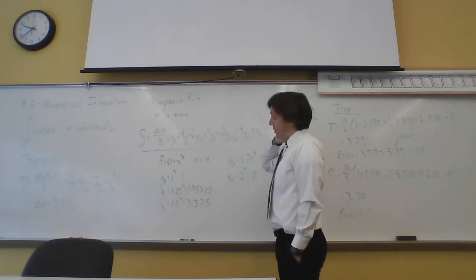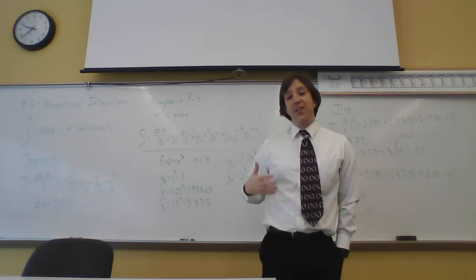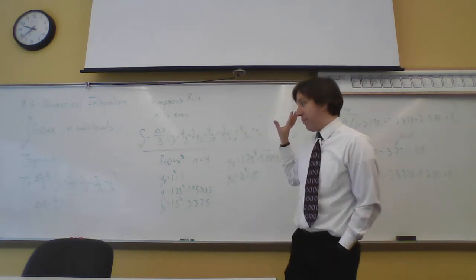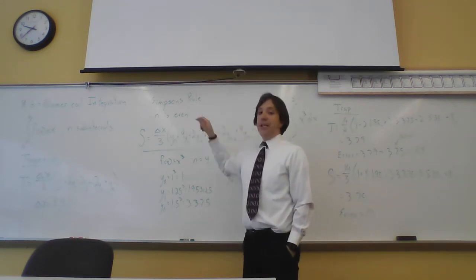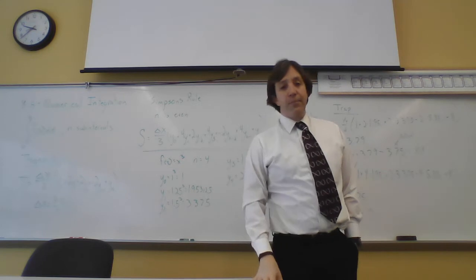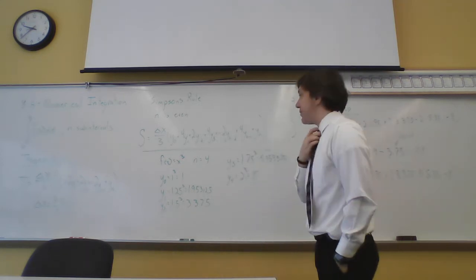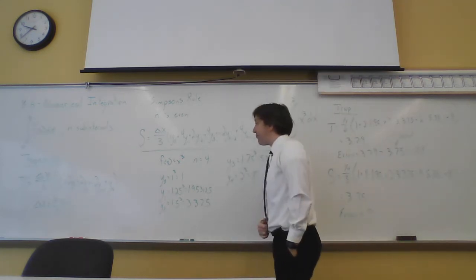Then we also have Simpson's rule. So I'm going to give you both rules, and then we're going to do the same problem using both of them. For Simpson's rule, n has to be even. You cannot do an odd number of subintervals for Simpson's rule. That's okay, because we can always make an even number.